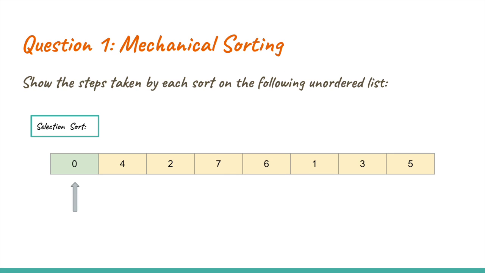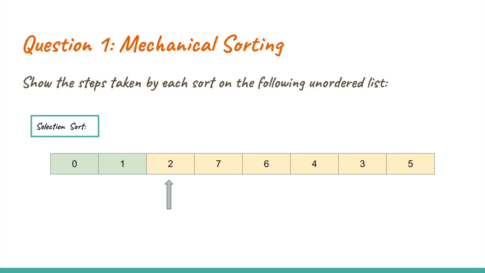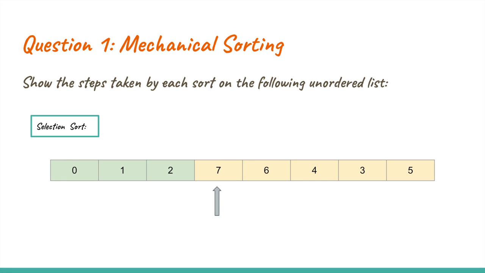So first we look at 0. None of the elements are smaller, so we don't change anything. We see that 1 is the next smallest element in the unsorted portion of the list, so we swap it with 4. Okay, 2 is the smallest in the unsorted portion now, so we don't need to modify anything. Next we see that 3 is the minimum of the unsorted portion, so we swap it with 7.